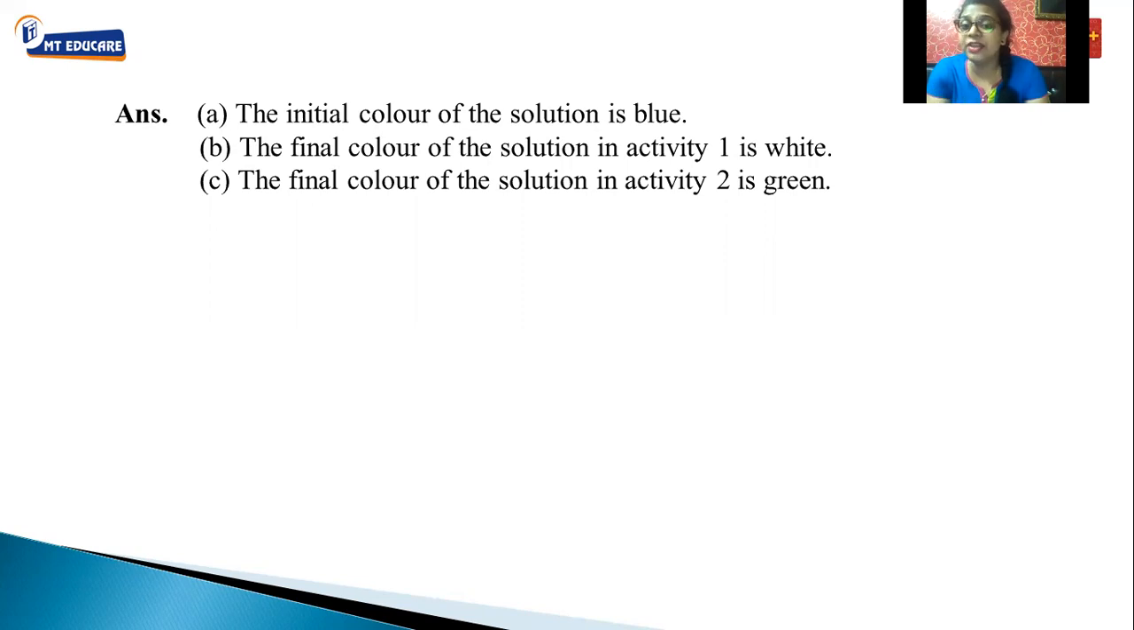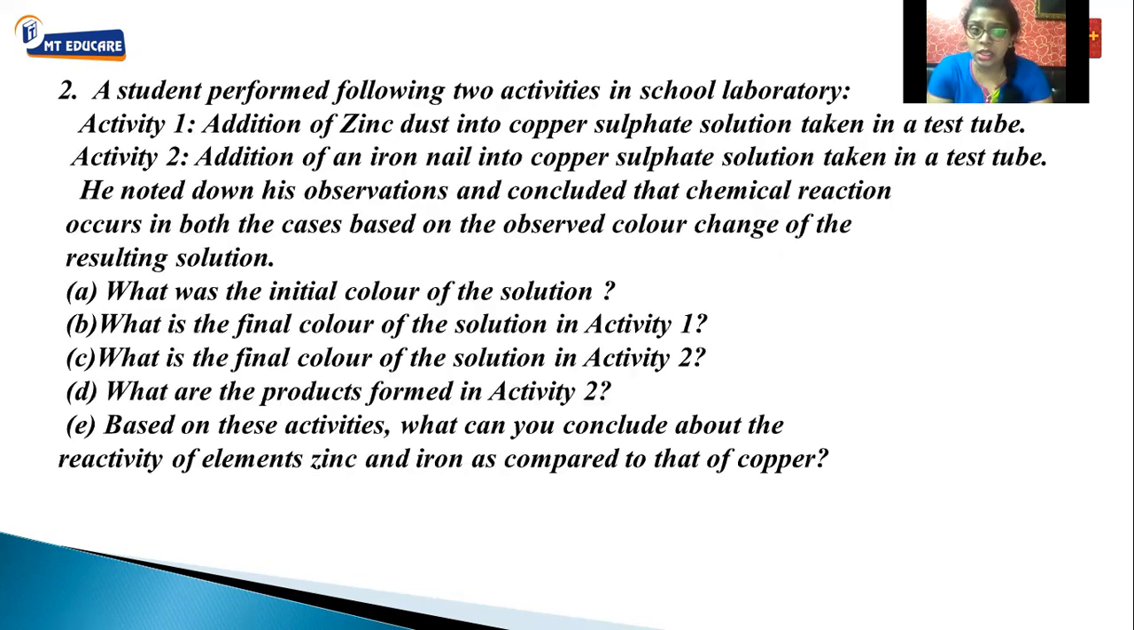Fine. So in activity 2, the final color of the solution will be green because the copper sulfate has been changed to iron sulfate, that is, I can say ferrous sulfate, which is green in color.